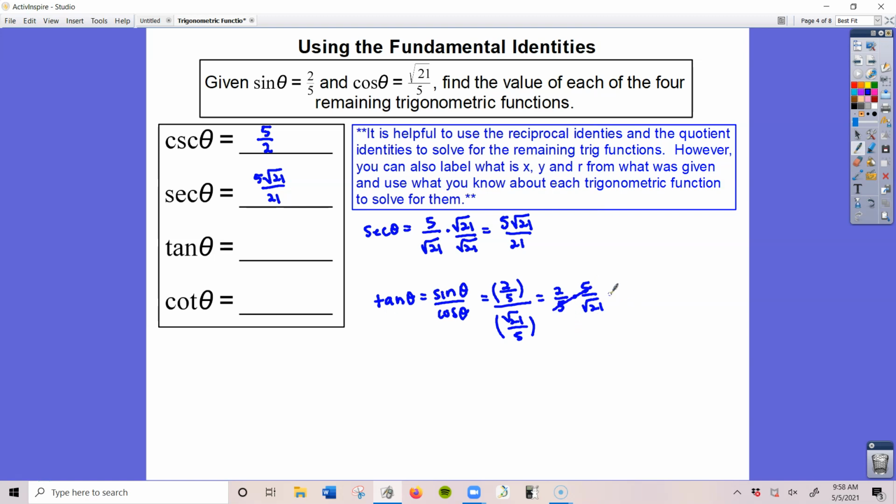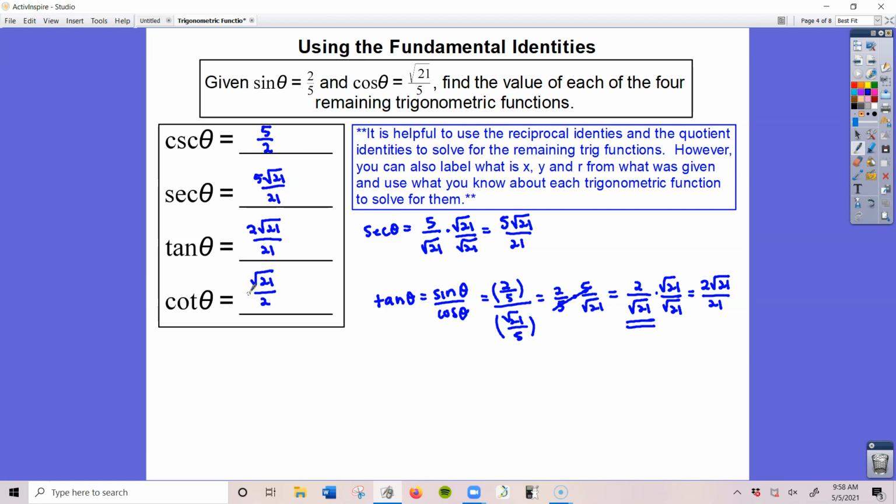The 5's here would cancel, and that would give me 2 over the square root of 21, which I would then rationalize. And this would give me 2 square root of 21 over 21. Now we know that cotangent is a reciprocal, so you can flip this and write your answer, but you would have to rationalize. Or you can take the original tangent value before rationalizing and flip that. So we would get the square root of 21 over 2.